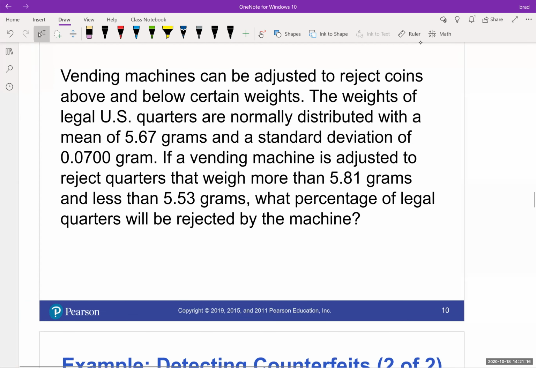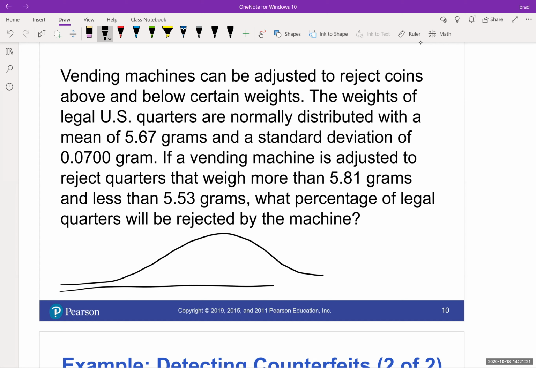What I would do for this problem is draw my graph of the normal distribution. Right here in the middle is the mean. Normally it's 0, so this is always the mean, smack dab in the middle. But for this problem, it says normally distributed with a mean of 5.67, so I'm going to put 5.67 right here. Then it says it has a standard deviation of 0.07, so I'm going to add 0.07 and subtract 0.07.